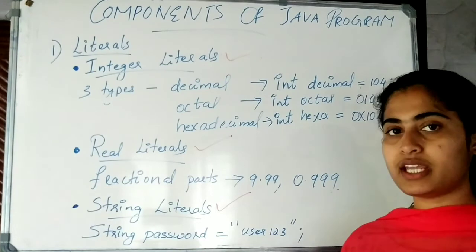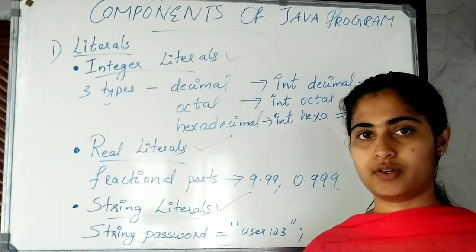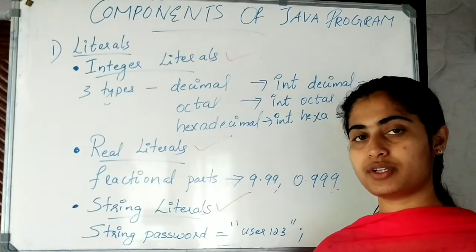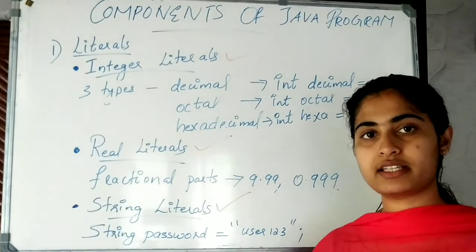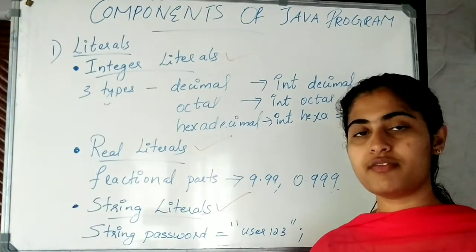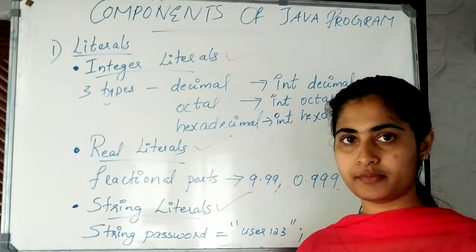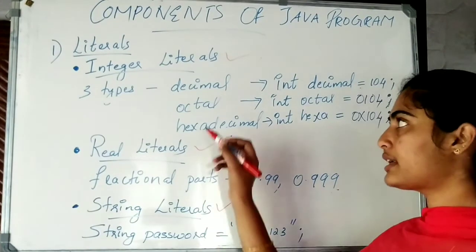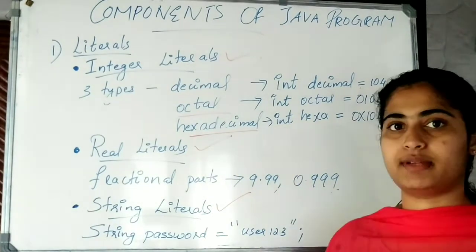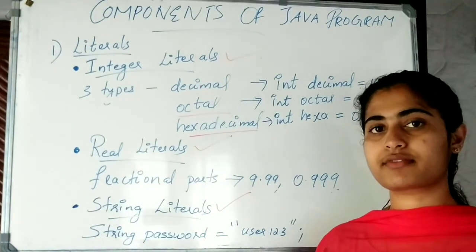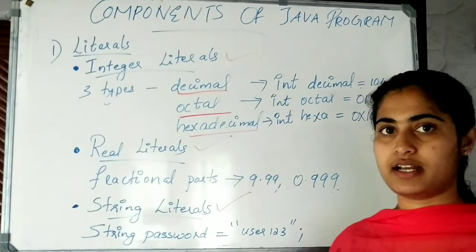Integer literals, from the name itself, we can understand that they are used for representing numbers. If you want to enter a number to a Java program, we can use integer literals. Integer literals give us the format of how to enter the number to a Java program. Integer literals are of three types: decimal, octal and hexadecimal.